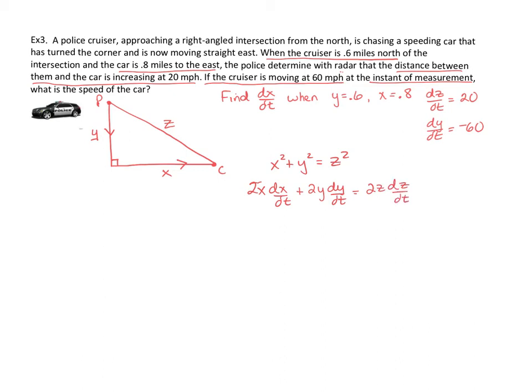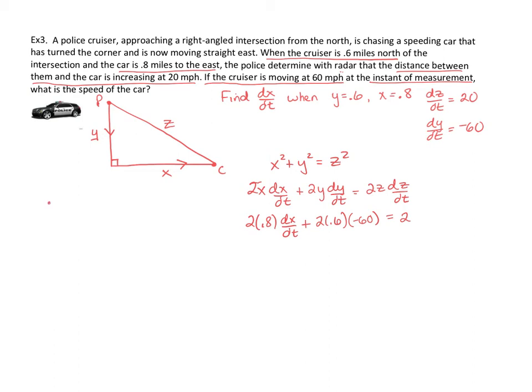And so now I've written an equation that relates all the rates, and now it's time to plug in all the things that I know. So this will be 2 times x, and we know that x is 0.8 at the instant of measurement. dx/dt is what we're trying to find, so that'll stay the same. Then plus 2 times y, and we're trying to find the information when y is 0.6, and dy/dt, we're told, is negative 60. And that equals 2 times z. Now we say, wait a second, nobody told us what z was. But you can figure it out, can't you?